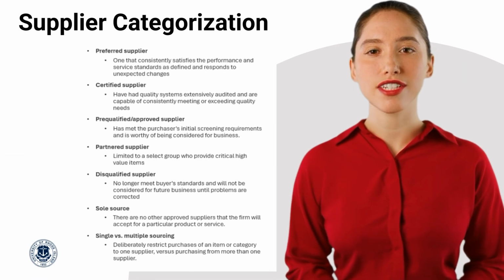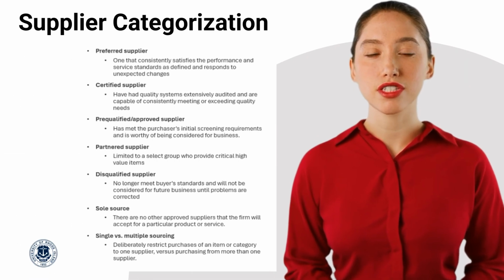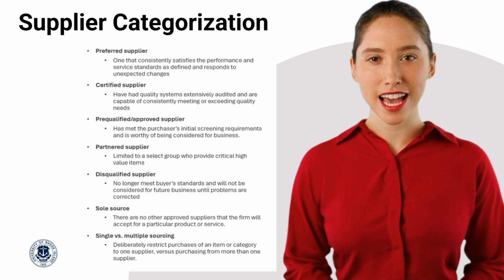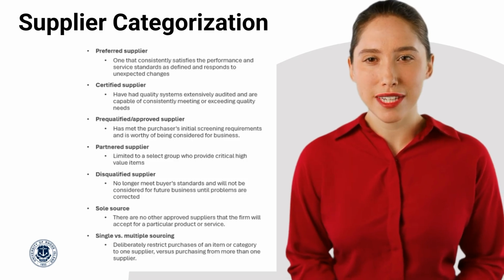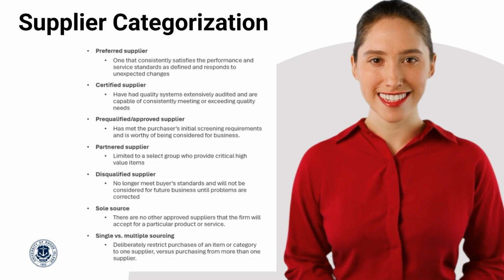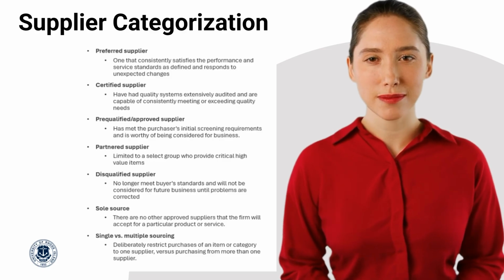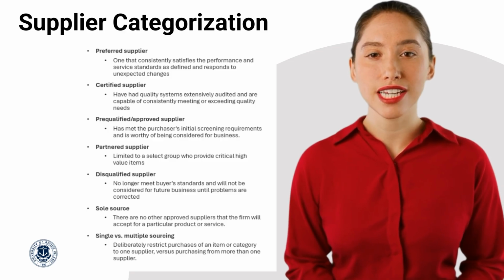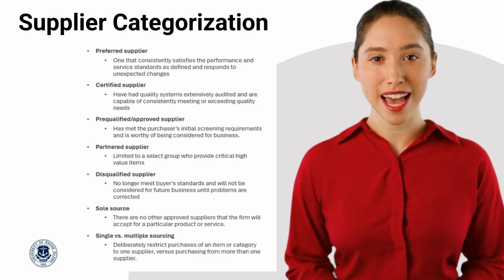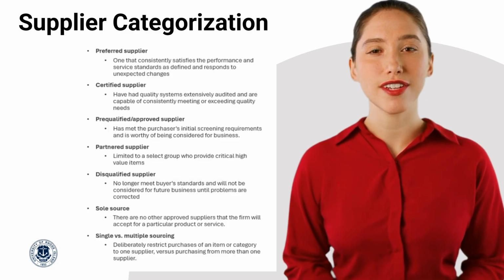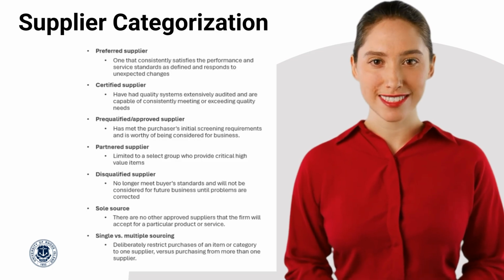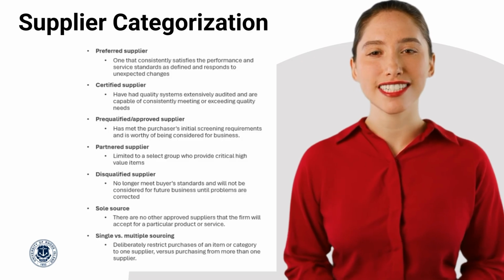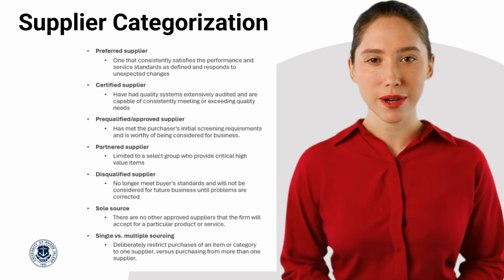Organizations often classify suppliers based on their role, performance, and strategic importance. Let's briefly walk through the most common categories. A preferred supplier is one that consistently meets performance and service expectations. These suppliers are reliable, responsive, and able to handle unexpected changes, making them a go-to option when flexibility and dependability matter. A certified supplier has gone through extensive audits of their quality systems. Certification signals that the supplier can consistently meet or exceed quality requirements with minimal ongoing oversight.